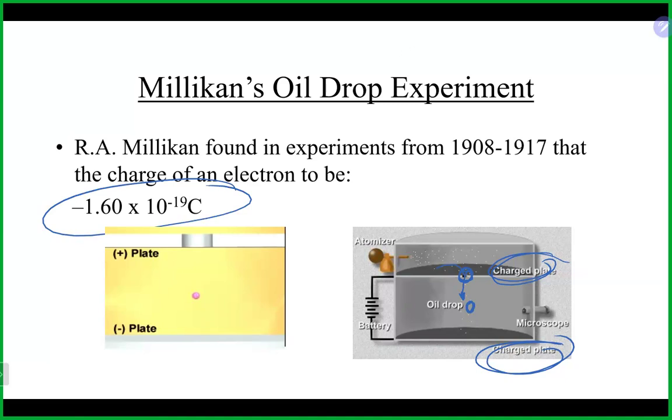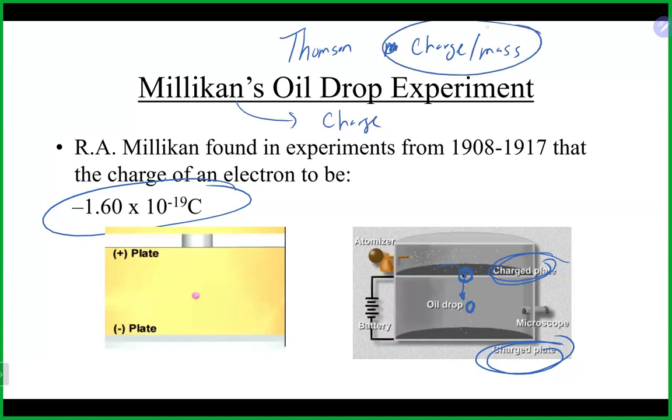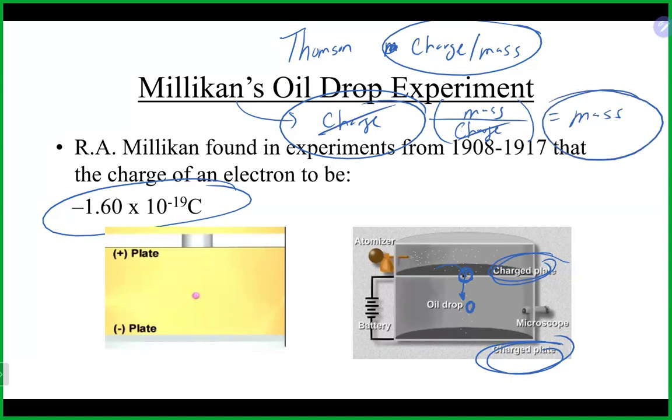That's really important because if you think about these two experiments, we have Thomson, which had the charge to mass of an electron. We have Millikan with the charge of an electron. Using the results of both of these experiments, we're able to actually determine the mass of an electron through calculation. So we have the charge. If we take it and divide it by the charge to mass of an electron, charges cancel, we end up with the mass of an electron.